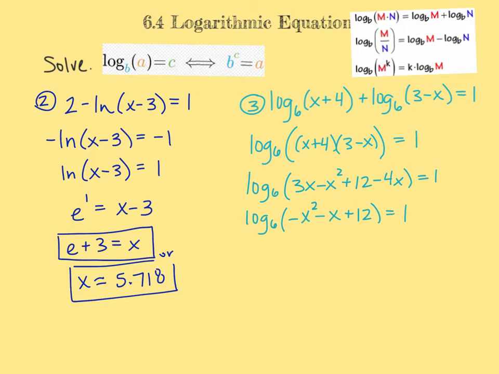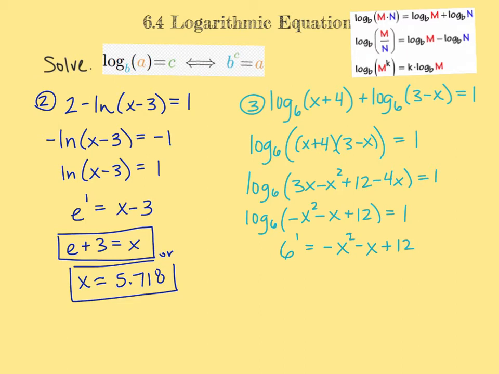So now we used our property of logarithms to condense into a single log term. That log term is isolated, and we have this equation in log form. Now we can go into exponential form. Our base is 6, exponent's 1, and it equals this inside piece here. Negative x squared minus x plus 12.